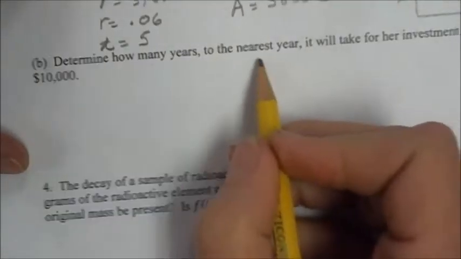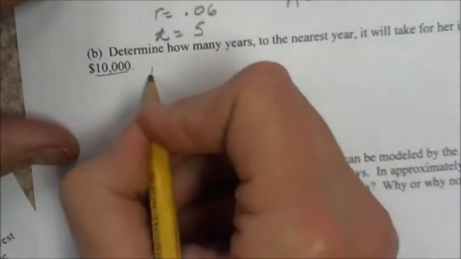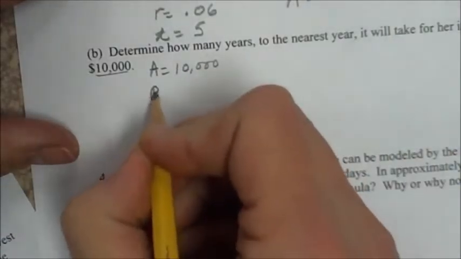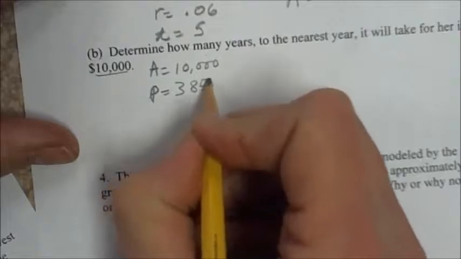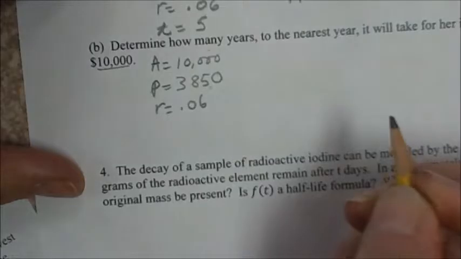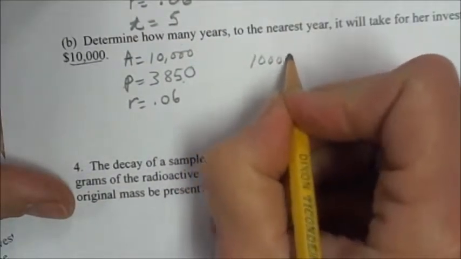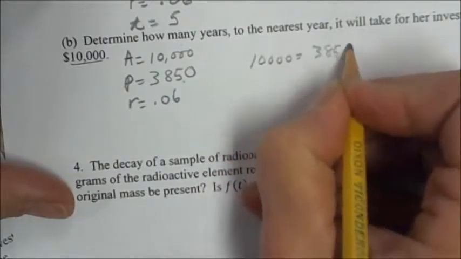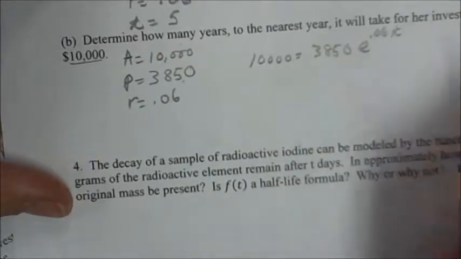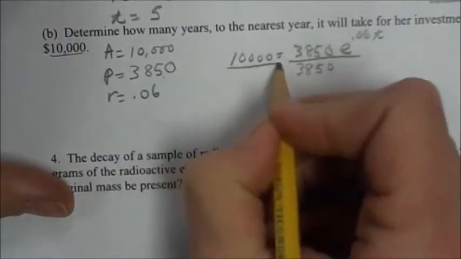Determine how many years it will take for her investment to have a value of $10,000. Well, now the A value, the amount she's going to have after a certain amount of years, is $10,000. The principal is still $3,850 because that's what she started with. The interest rate is still 0.06, and you're going to have to solve this for t. So 10,000 is equal to 3,850 times e to the power 0.06 t. You're going to divide both sides by 3,850.